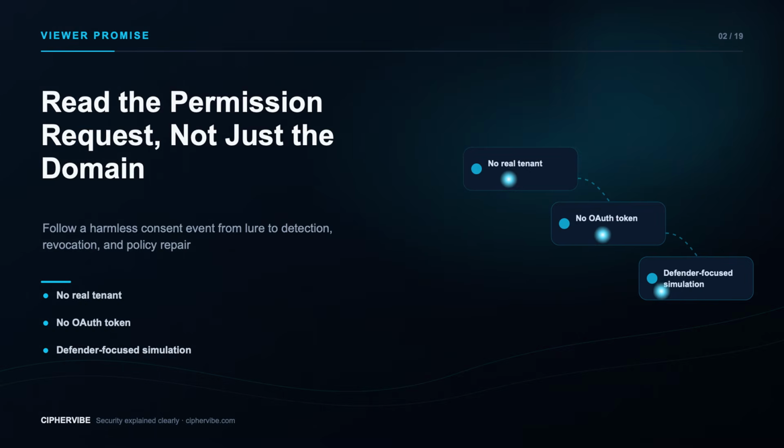In this CipherVibe lesson, we will trace one fictional consent request, identify the warning signals, show what defenders can log, revoke the synthetic grant, and rerun it through a safer approval policy. The lab creates no application, authorization code, access token, or external request.